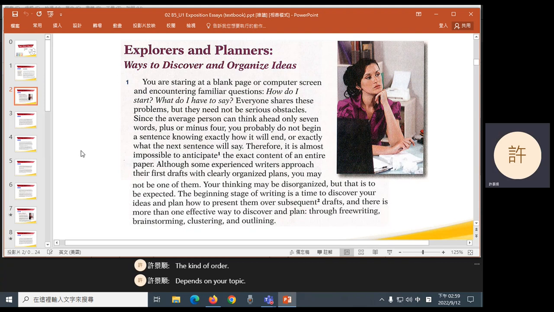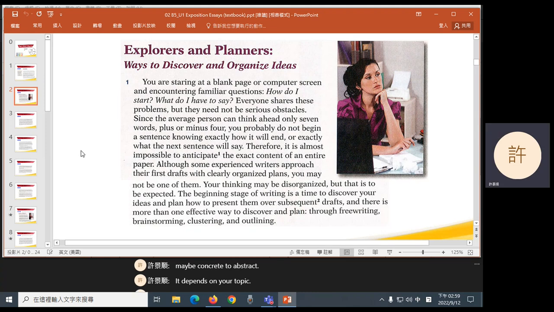Some topics, it makes sense to go from beginning to end, chronological order. Some topics, it makes more sense to go from end to beginning, reverse chronological order. Sometimes you'll go from outside in or inside out, top to bottom, bottom to top, left to right, local to global, global to local, abstract to concrete, or maybe concrete to abstract. It depends on your topic.